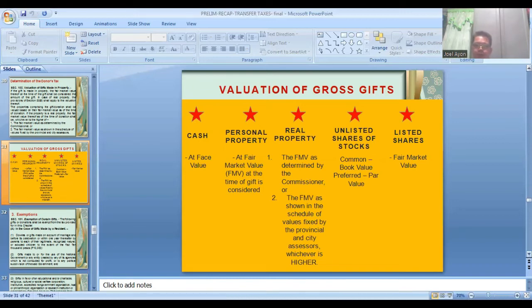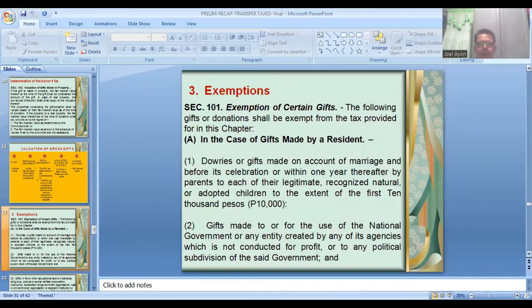And meanwhile, if it is unlisted shares of stock, the book value for common or par value for preferred. Then with regard to the listed shares, of course the fair market value. That's how the gross gifts are valued. All right. So next topic is the exemptions.